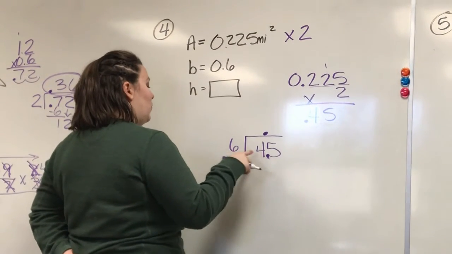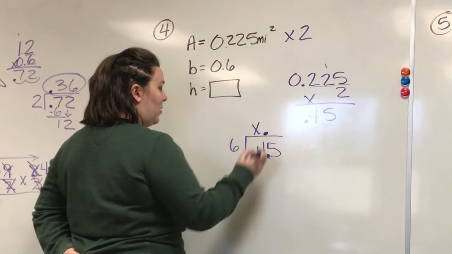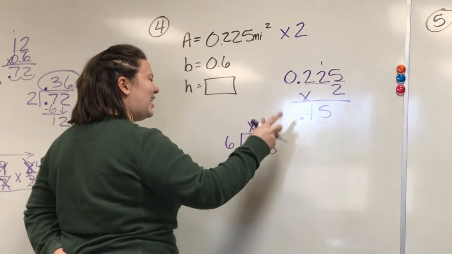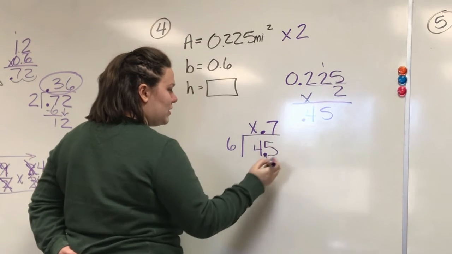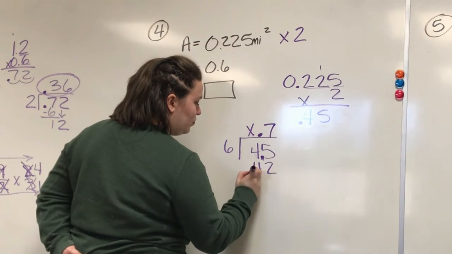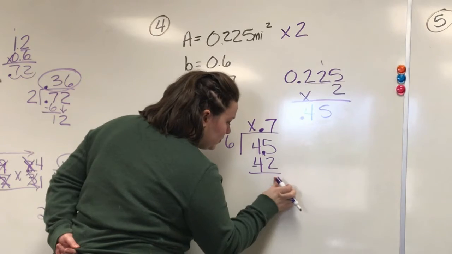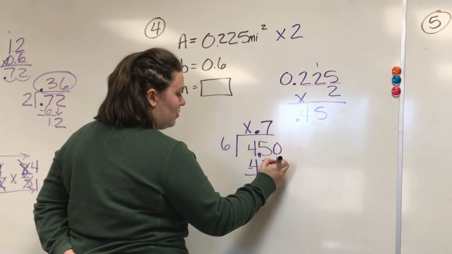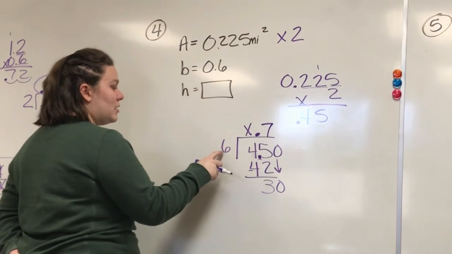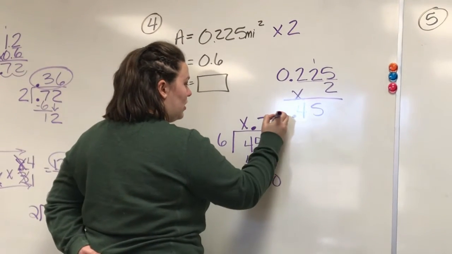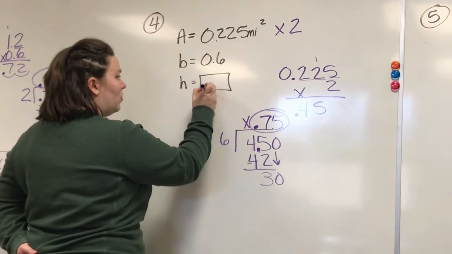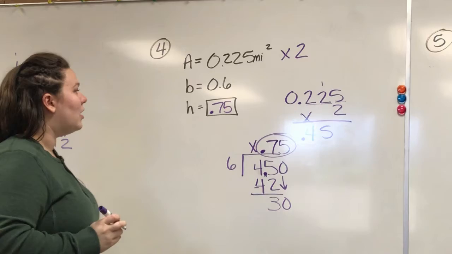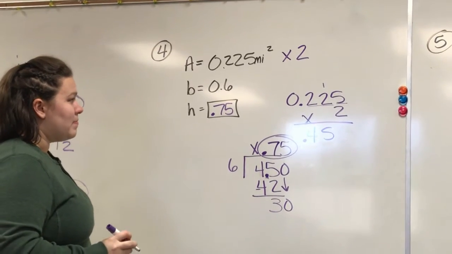Can 6 fit into 4? No, it cannot. Can 6 fit into 45? Yes, it can. 7 times, which is 42. And since we already have a decimal, we can just add a 0, bring it down. How many times can 6 fit into 30? That is 5 times. So 0.75 will be the height. All right.